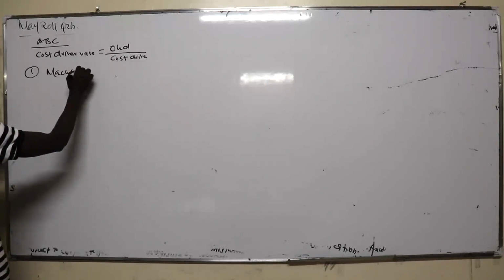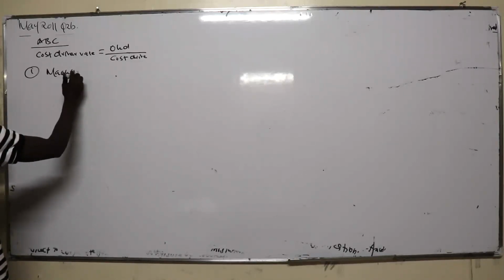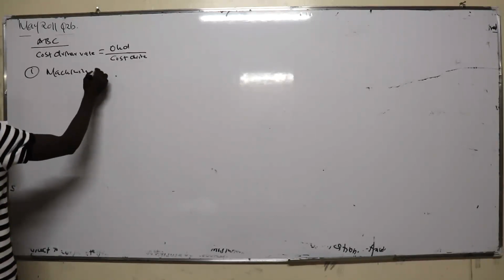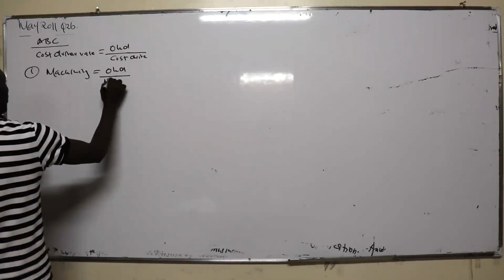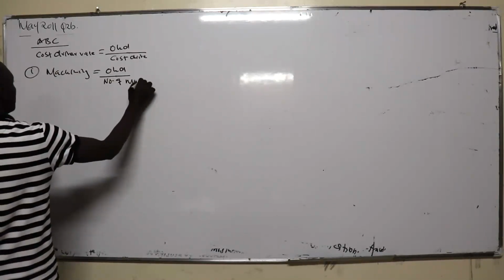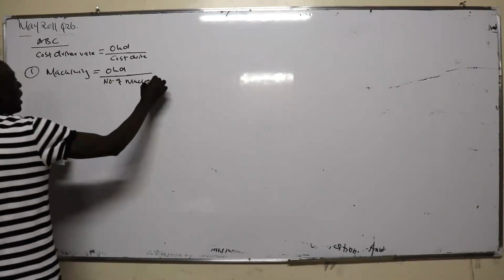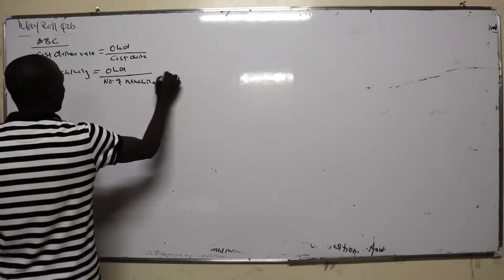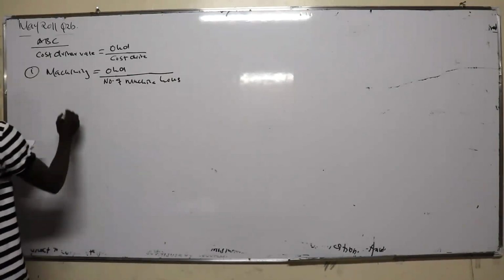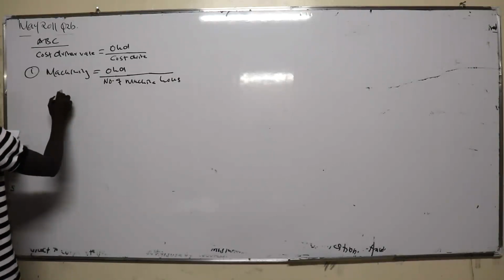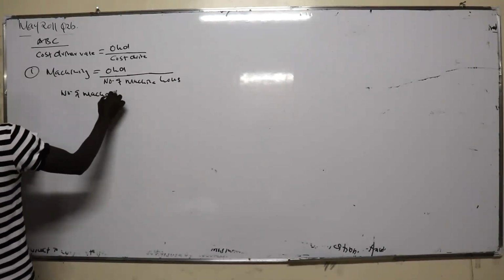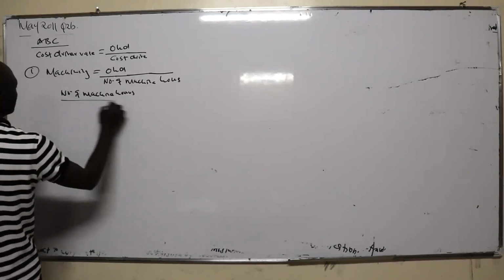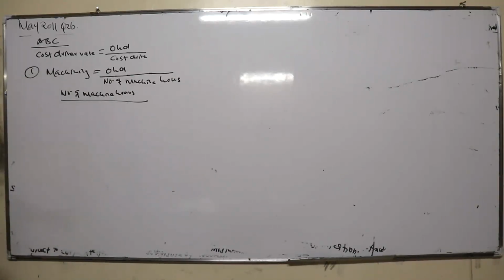We have an activity called machining hours. So the overhead over the number of machine hours. Here the overhead is already given, and the number of machine hours we have already determined.